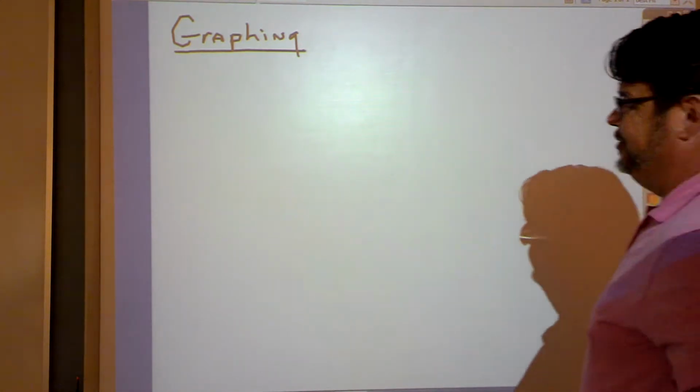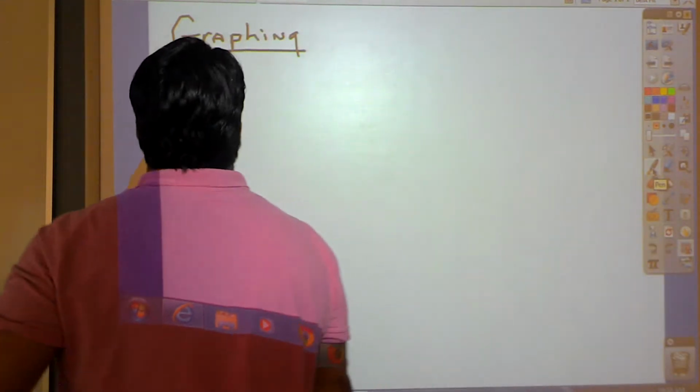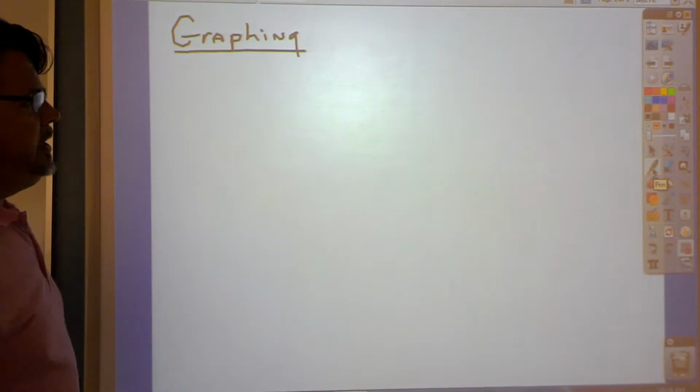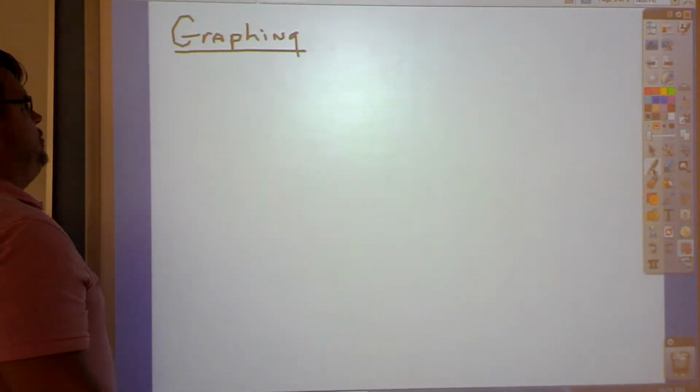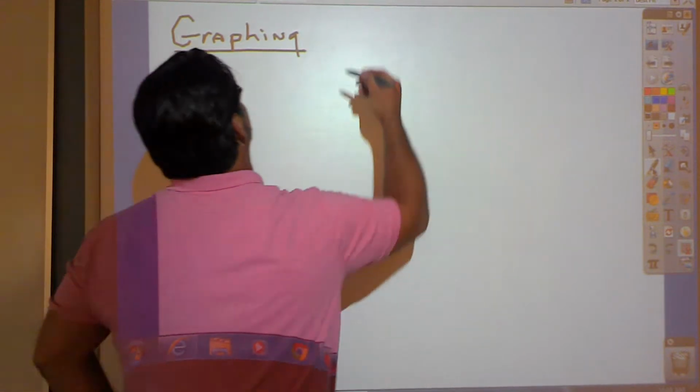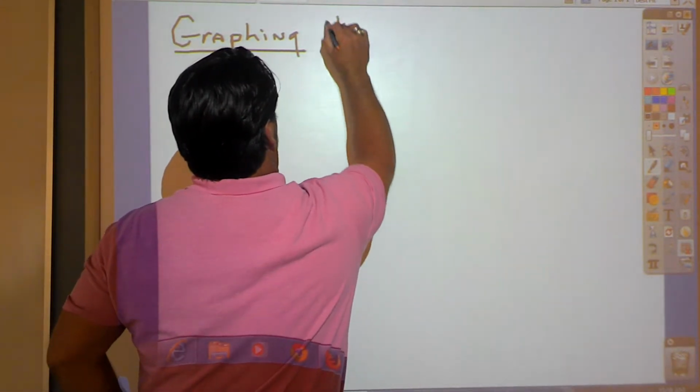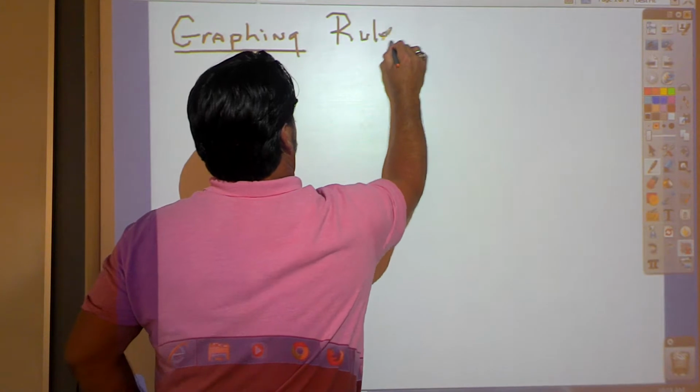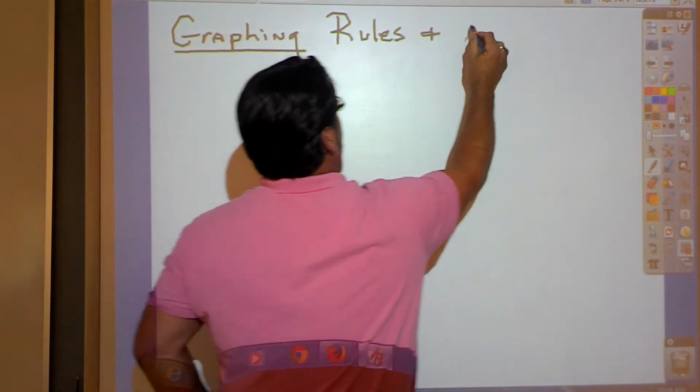And I don't know what sections this is, but I think when we get through with today's class, you'll be able to handle the first couple of sections of chapter 7. So let's go over graphing rules before we go over graphing methods. Rules and properties.